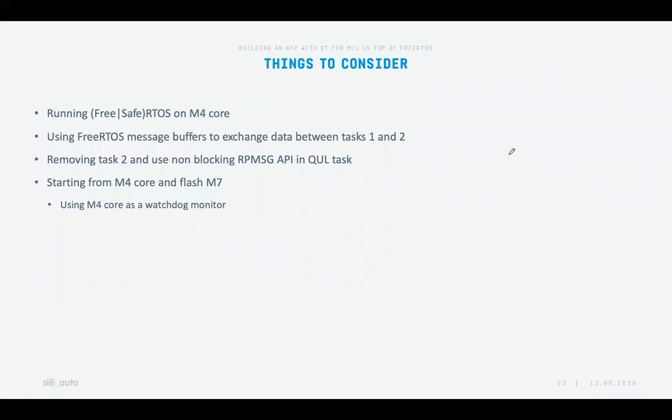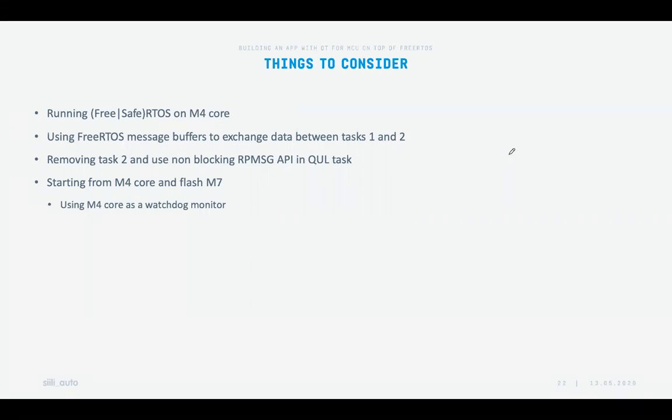And in this example, I used the M7 core to initiate the message sending and flashing of the M4 core. We could try a different approach where M4 is the master core and M4 has a binary that has to be flashed on the M7 core. In this scenario, the M4 core would be the master in this communication, and the M7 would be the slave.